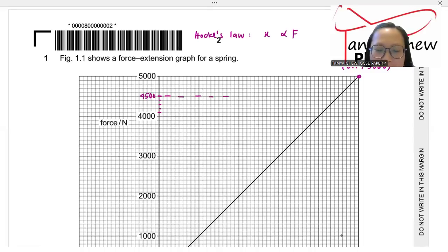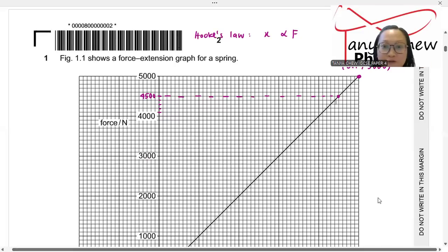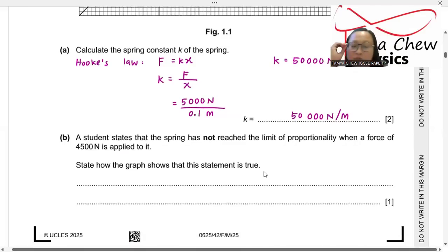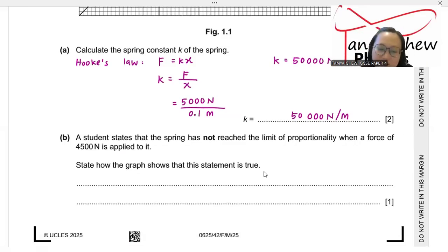Could you see that when the force is 4,500 N, the graph is still a straight line, indicating that the limit of proportionality has yet to be exceeded. So Hooke's law is still applicable for a force of 4,500 N. So when we are asked to use the graph to show that this statement is true, we could say that the graph is a straight line.